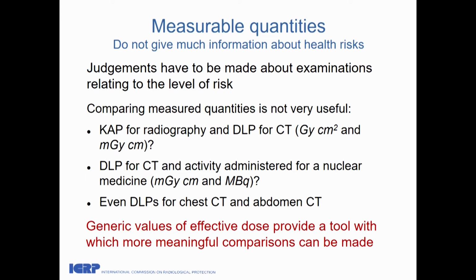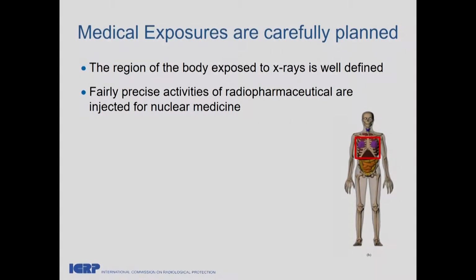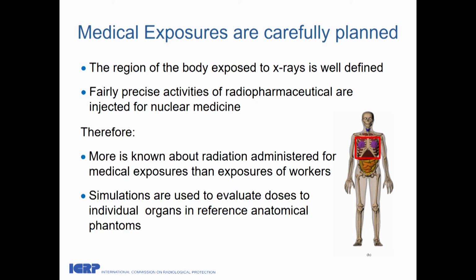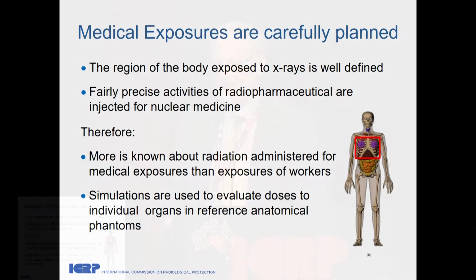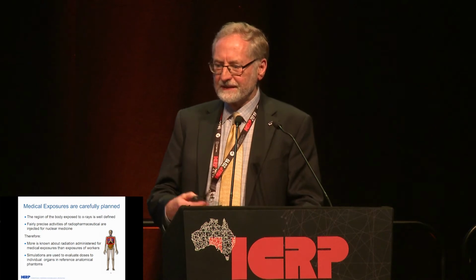So generic values of effective dose can provide us with a tool which gives us a more meaningful method for making comparisons between doses. The region of the body exposed in X-rays is usually well defined, and fairly precise activities of radionuclides are injected for nuclear medicine. Therefore, we know more about the radiation administered for medical exposures than we do for workers. And simulations are used to evaluate doses to individual organs in reference phantoms.